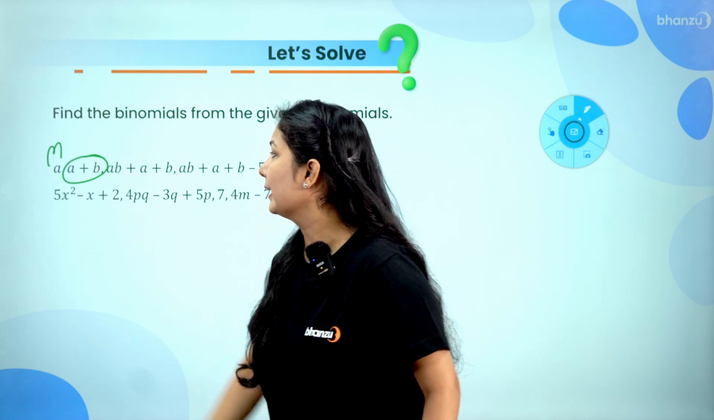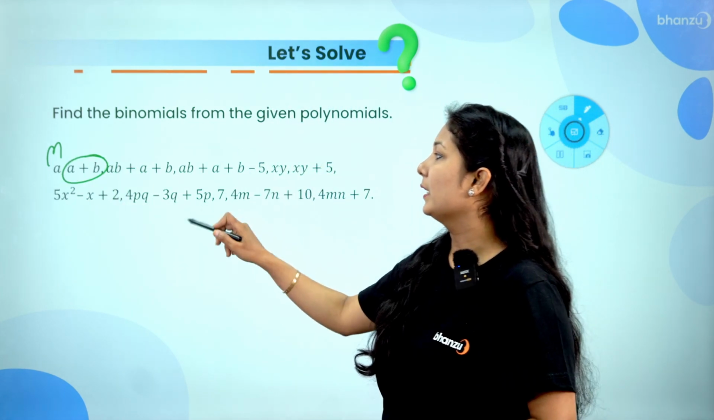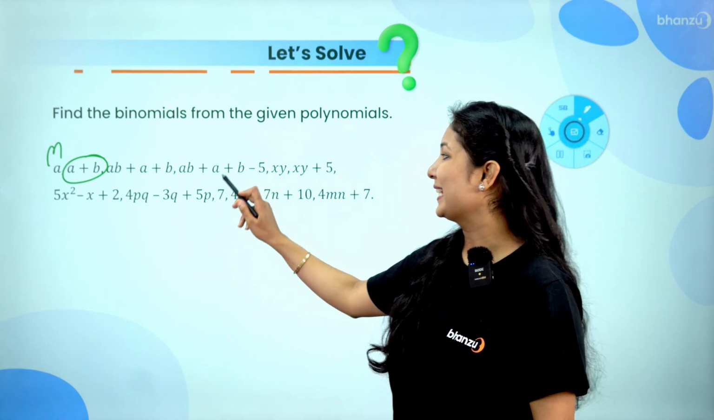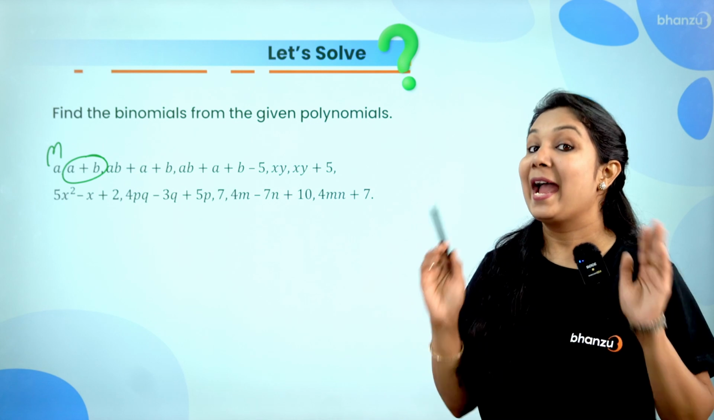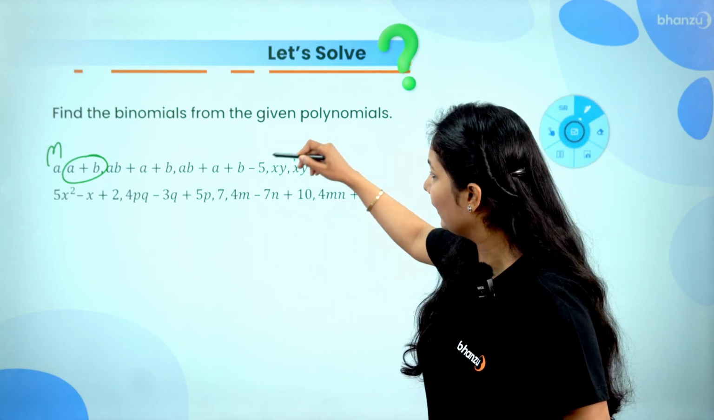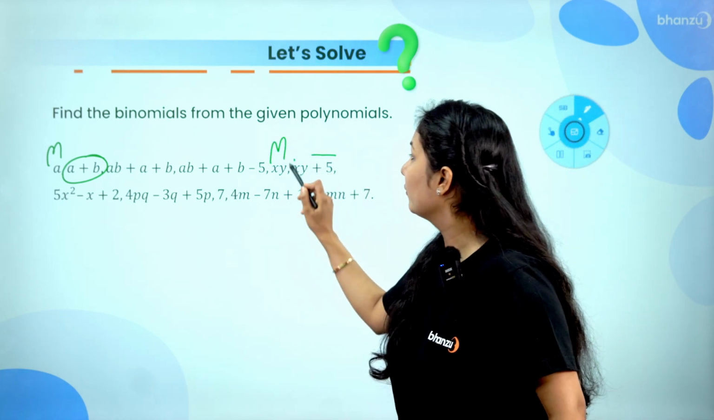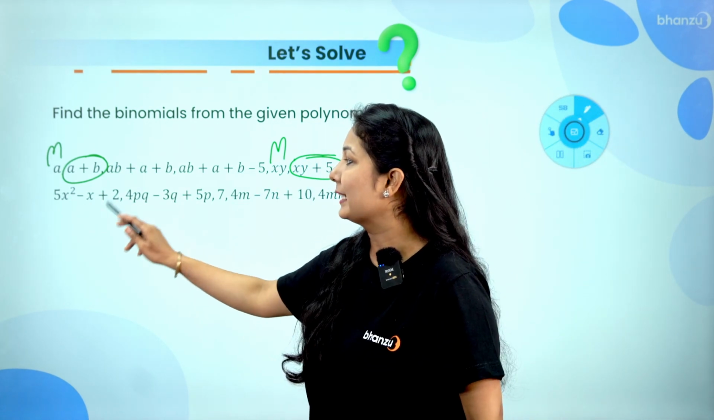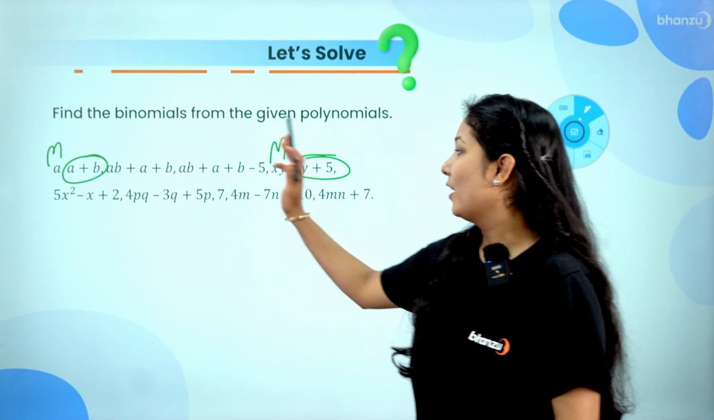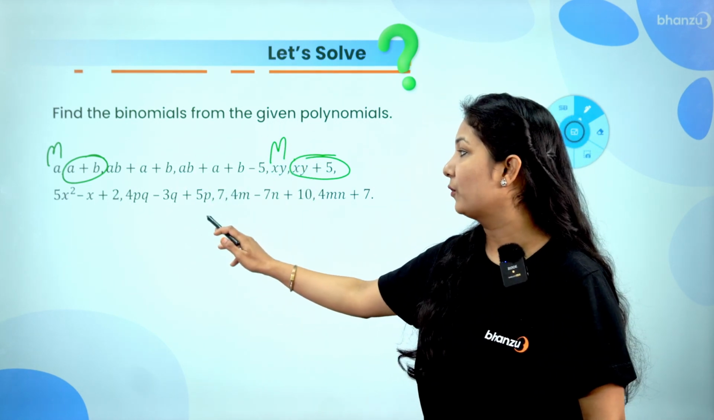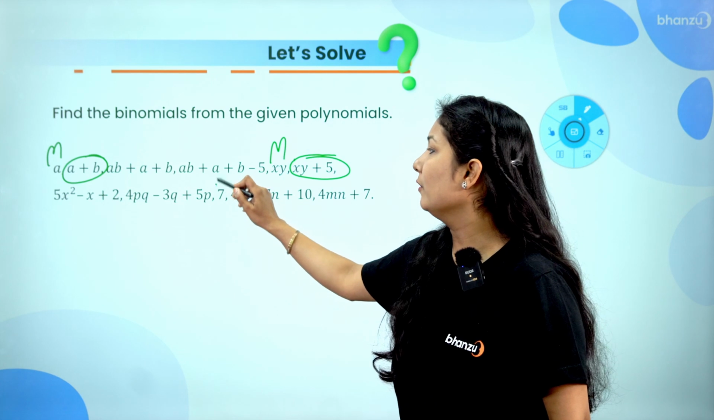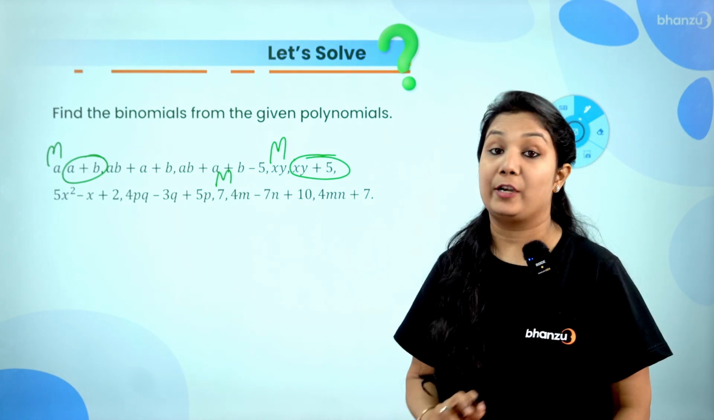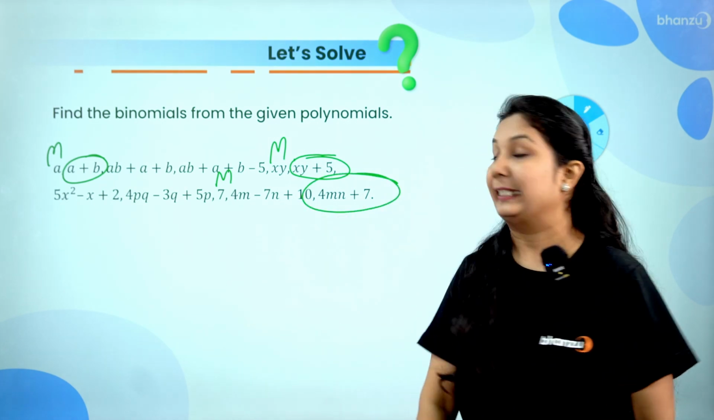A plus B, yes, it's a binomial. AB plus A plus B, no, it's having more than two terms. AB plus A plus B minus 5, no. XY, it was a monomial in our previous question, right? XY plus 5, yes, that's a binomial. 5x square minus x plus 2, no. 4pq minus 3q plus 5p, no. 7 was a monomial. 4m minus 7n plus 10, no. And 4mn plus 7, yes.